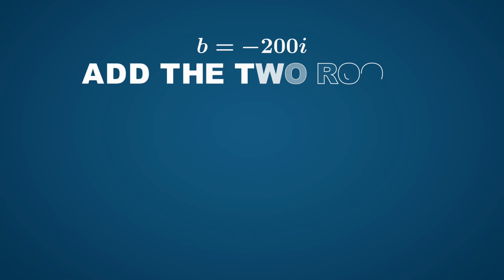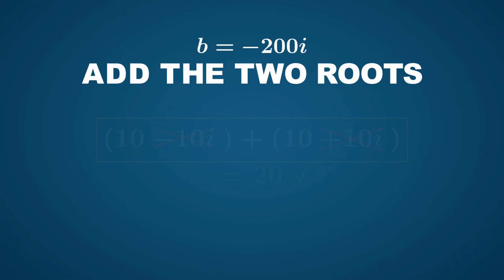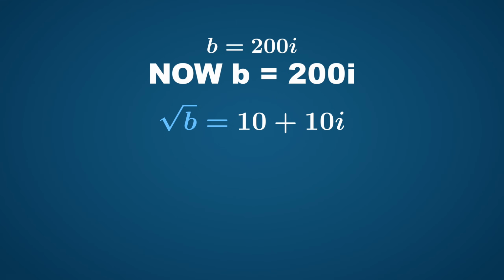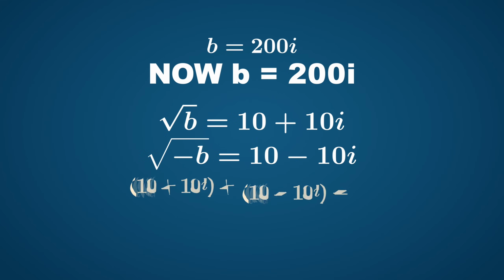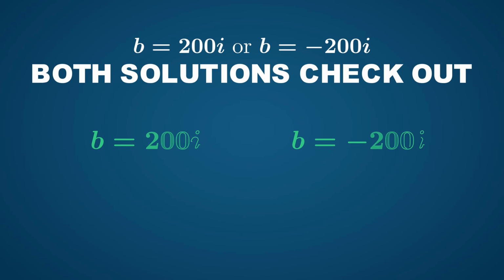Now add the two roots, 10 minus 10i, plus 10 plus 10i. The imaginary parts cancel. The real parts give 20. Exactly 20, exactly our right-hand side. And for b equals 200i, the very same two numbers simply trade places. The square root of b is 10 plus 10i. The square root of negative b is 10 minus 10i. And their sum is once again exactly 20. So both solutions check out. B is 200i, or negative 200i.